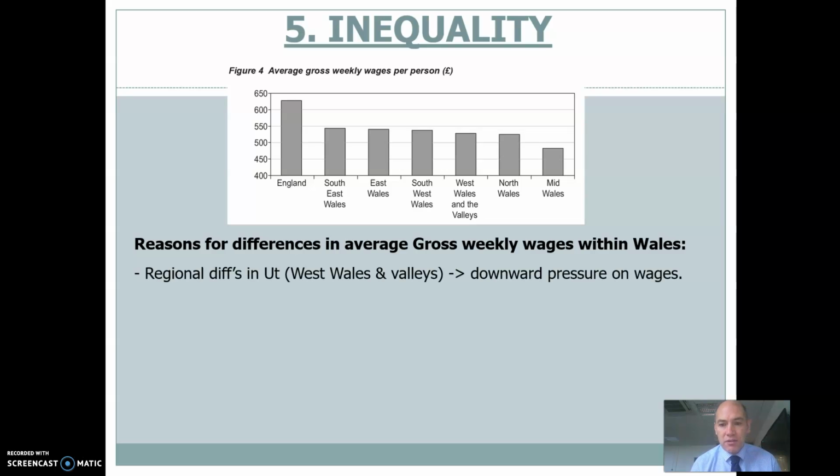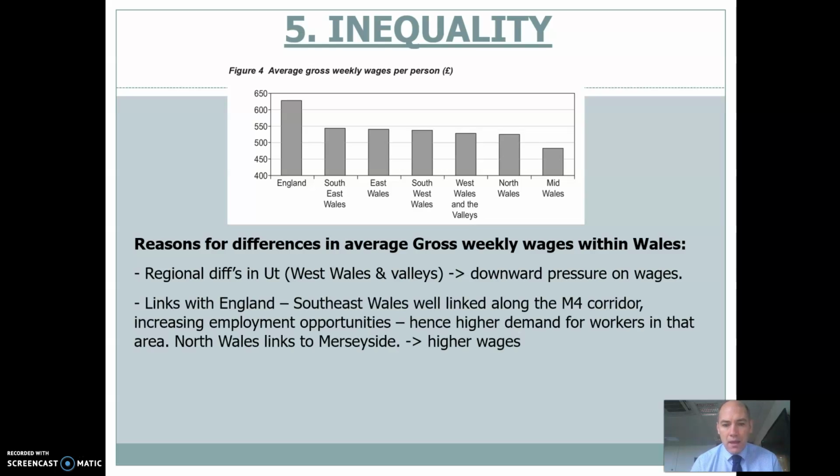Why are there differences within Wales itself? Well, certainly there are large amounts of unemployment in certain parts such as West Wales and the valleys, and this puts downward pressure on wages in those areas. In terms of links with England, South East Wales is very close to the M4 corridor, which increases employment opportunities. Bristol, Swindon, all of those places along the M4 corridor, which means there's higher demand for workers in that area, and so people in South East Wales are likely to get higher pay. In North Wales, very close to Merseyside, again leading to higher demand and higher wages.